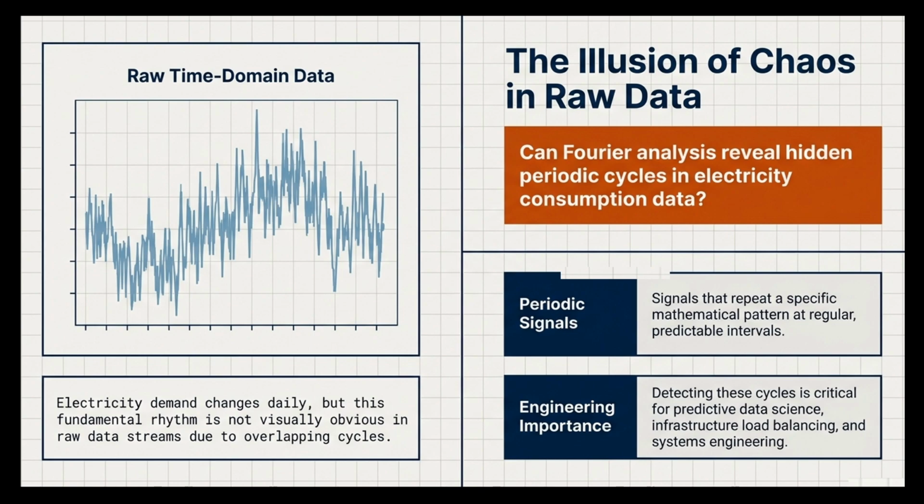Many real-world signals contain repeating patterns, but these patterns are not always obvious when we look at the signal over time. Electricity demand varies throughout the day due to factors such as work hours, residential usage, and nighttime reduction in consumption. When plotted in the time domain, the signal may appear irregular or noisy. So, the main question of this project is, can Fourier analysis reveal the hidden periodic cycle in the electricity consumption data?